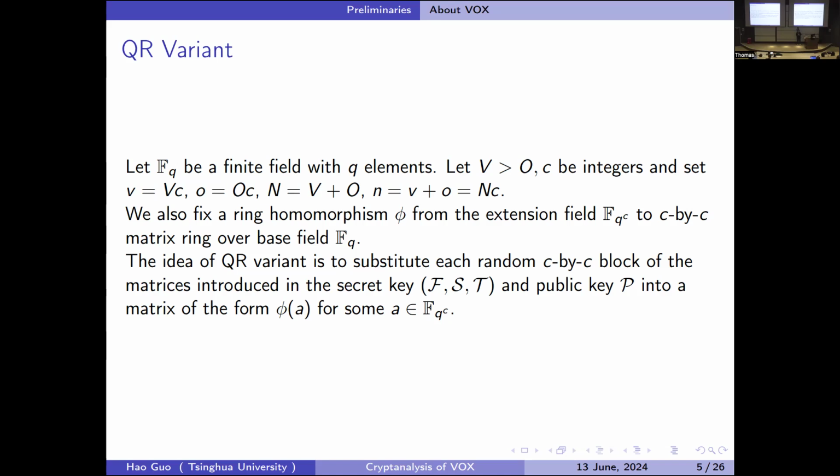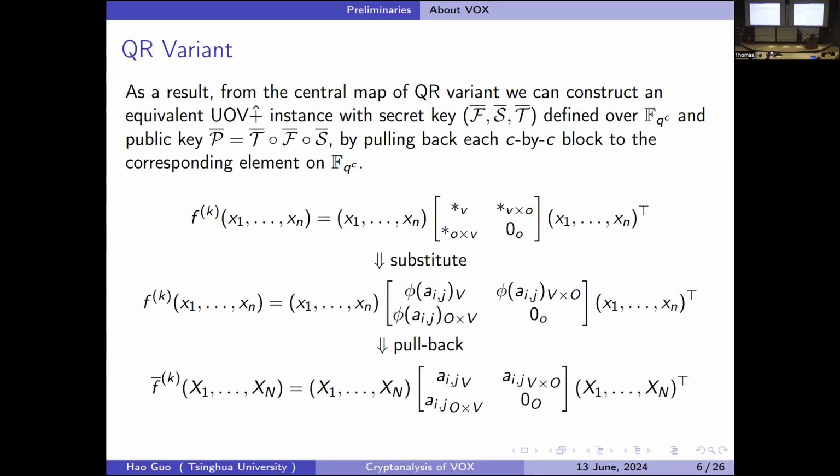Its main use is to compress the public key and the key size, and as we'll see on the next page, from the central map of the QR variant, we can construct an equivalent UOV hat plus instance. In this instance, the number of equations will be the same, but the number of variables, I mean vinegar variables and oil variables, will both drop. And if we make a pullback here, we'll find the bar F polynomials, which correspond to the changed keys in the extension field.